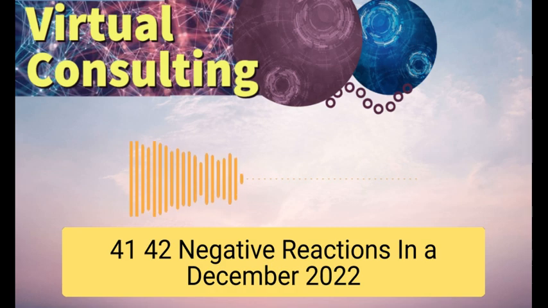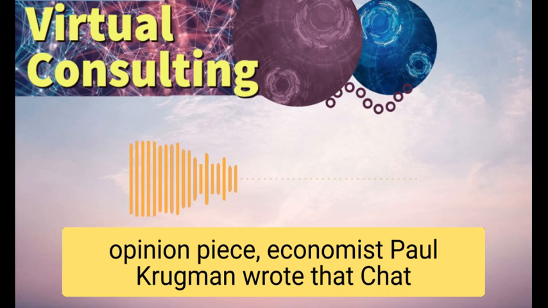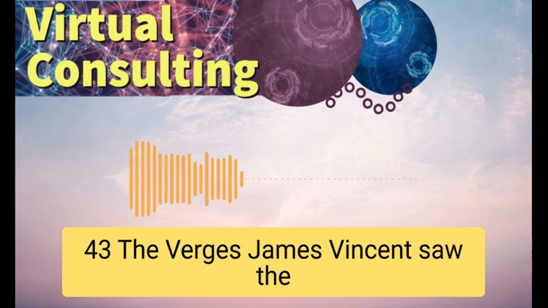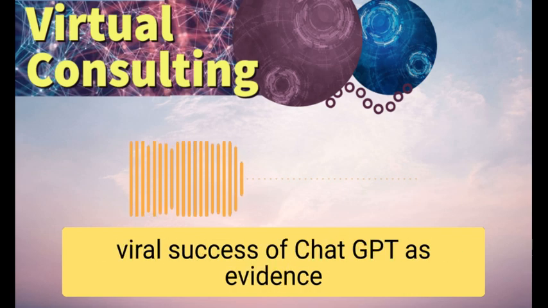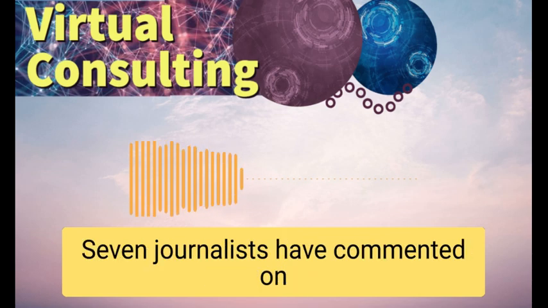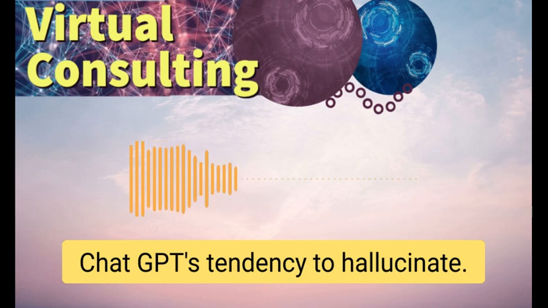42. Negative reactions. In a December 2022 opinion piece, economist Paul Krugman wrote that ChatGPT would affect the demand for knowledge workers. 43. The Verge's James Vincent saw the viral success of ChatGPT as evidence that artificial intelligence had gone mainstream. Journalists have commented on ChatGPT's tendency to hallucinate.